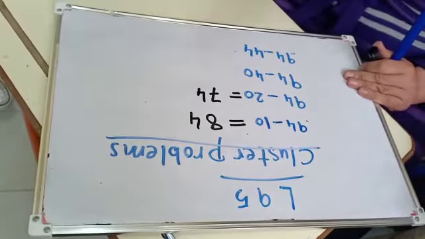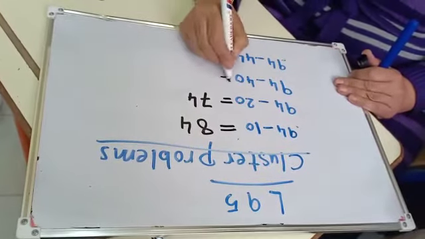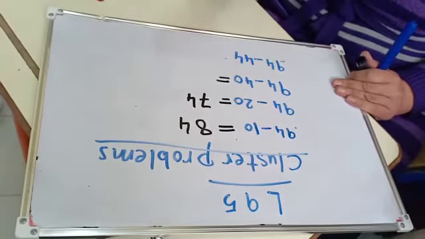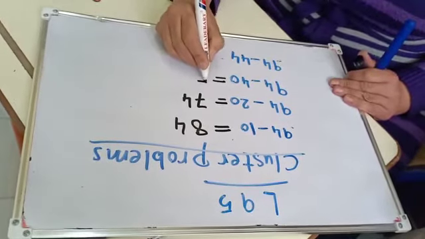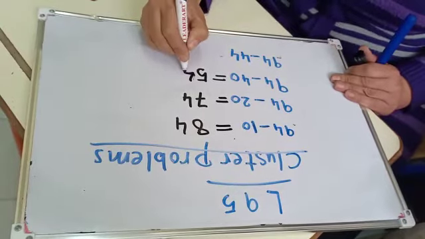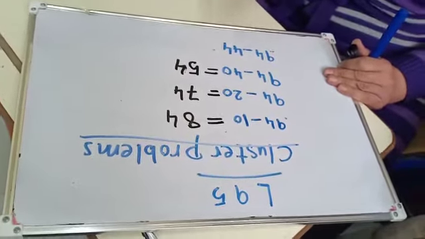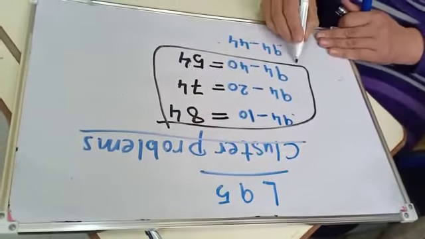Because I skip 2 tens, not 1 ten. Now, if I make it 94 minus 40, I'm going to skip 4 tens. So 94 minus 40 is going to be 54. So now, why do I use this cluster problem? I use it to make it easier.